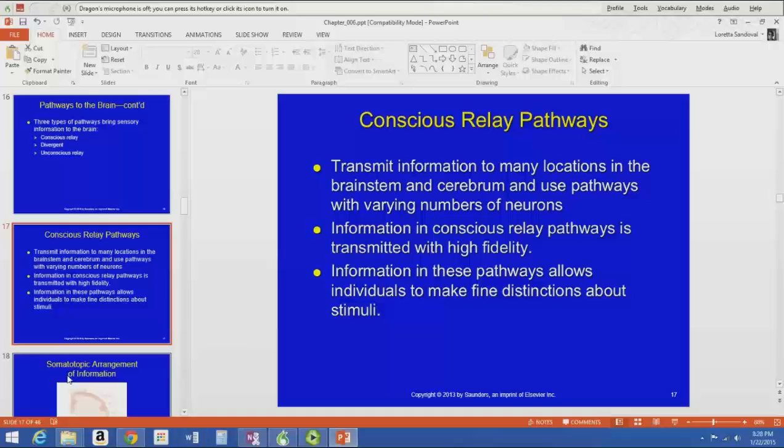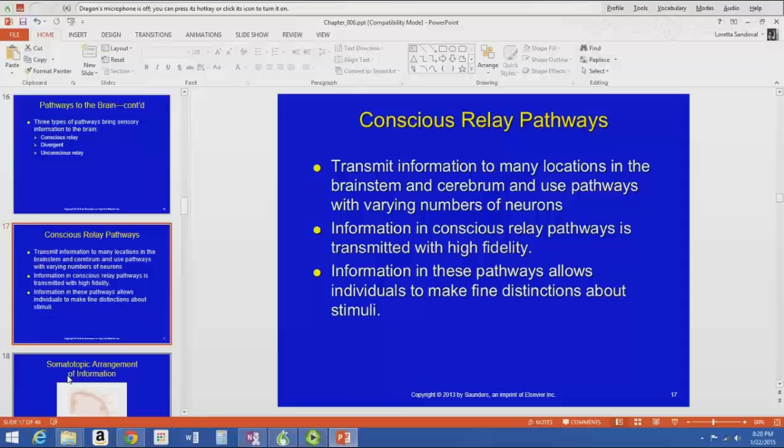So from the periphery to the brain, it's 3. We had that first order neuron, which is the sensory receptor, the second order neuron, which runs in the tract from the spine to the thalamus, and the third order neuron actually takes the information from the thalamus to the cerebral cortex. We haven't talked about that yet.